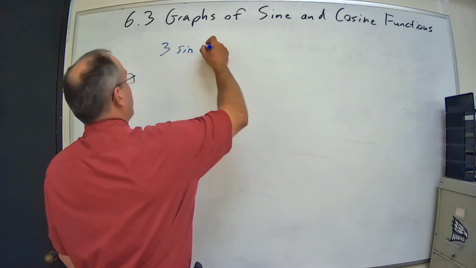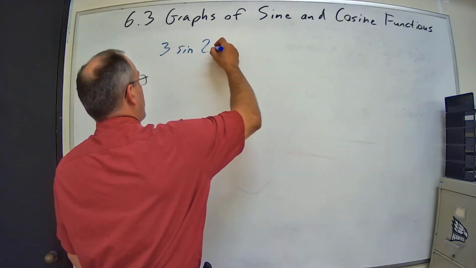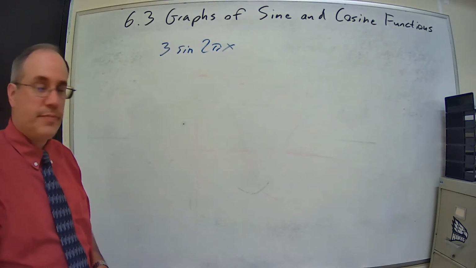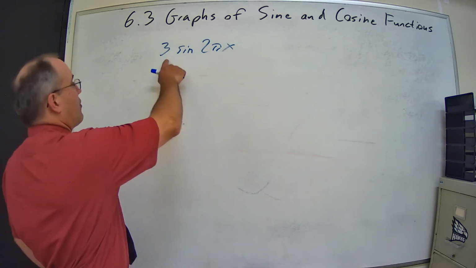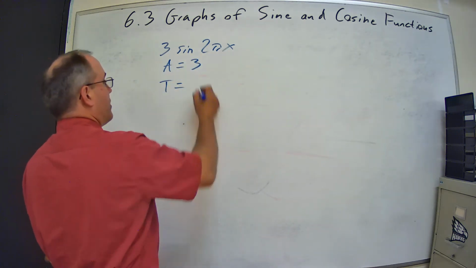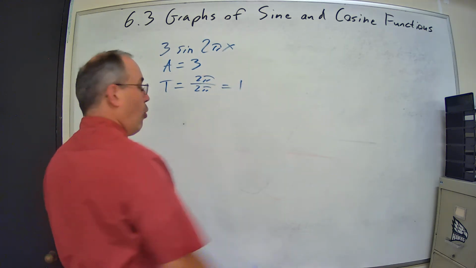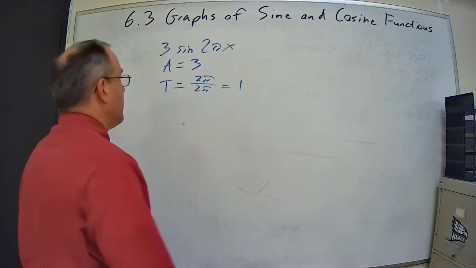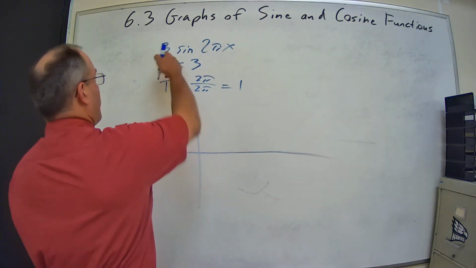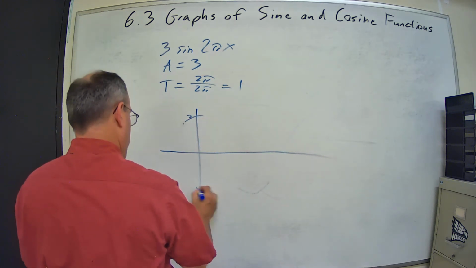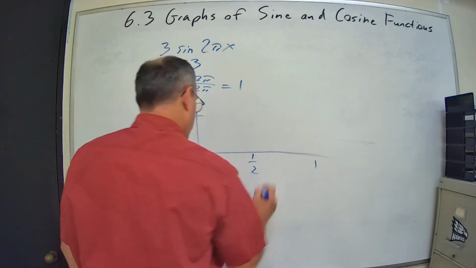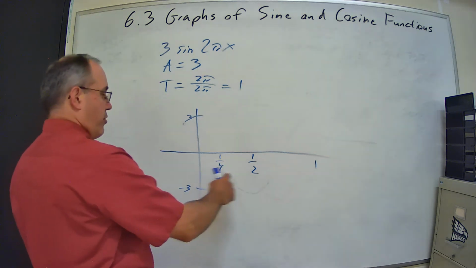3 sine 2 pi x. Okay, so we've got an amplitude. I can even just say A for amplitude, an amplitude of 3. The period is going to be 2 pi divided by 2 pi, which is 1. And it's a sine wave, so I'm going to do this. We have an amplitude of 3, so that's going to be 3 and negative 3. We have a period of 1. Half of 1 is 1/2. Half of 1/2 is 1/4. 1/4, 2/4, 3/4.